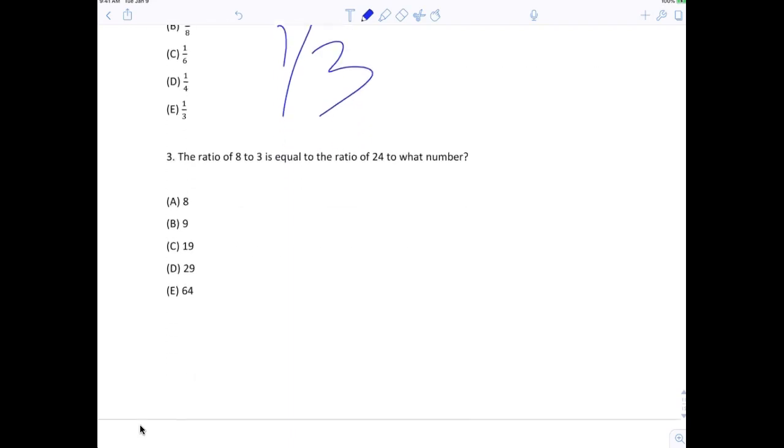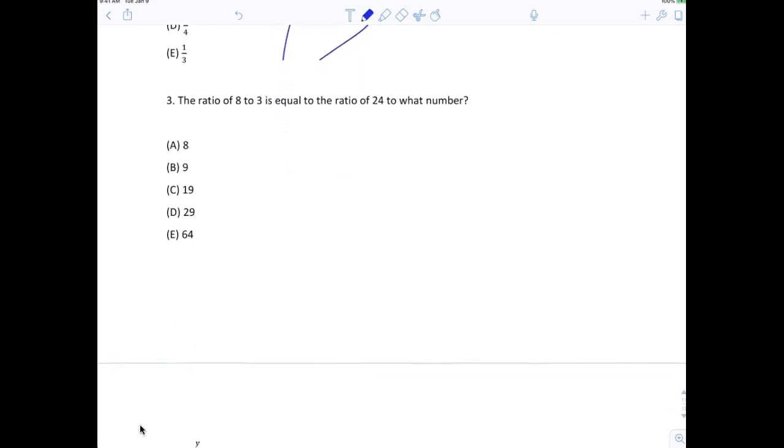All right. Number 3, a little bit more challenging. B. Somebody else? B. Do I need to discuss this? Oh, I got a C. So let's see. Ratio is a fancy word for what? Fraction, right? So I'm going to write a fraction with these. 8 over 3 is equal to 24 over what?